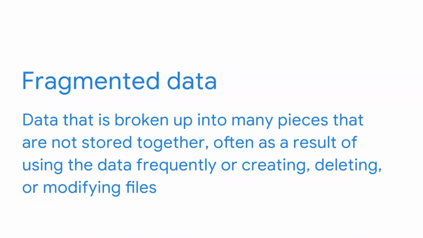The next issue is fragmented data. Fragmented data occurs when data is broken up into many pieces that are not stored together, often as a result of using the data frequently or creating, deleting, or modifying files. For example, if you are accessing the same data often and versions of it are being saved in your cache, those versions are actually causing fragmentation in your system.